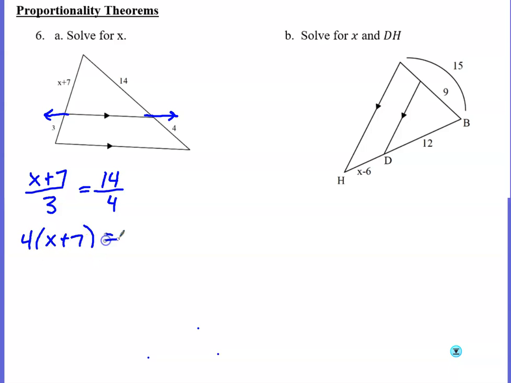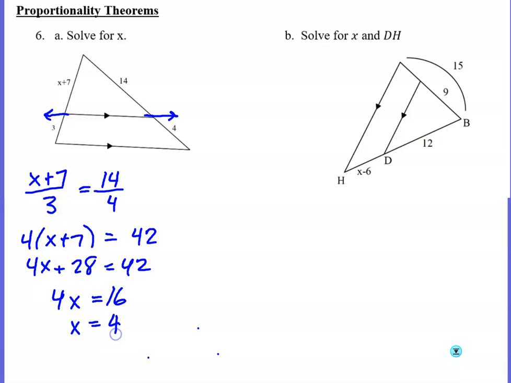Again, one of the most common mistakes that I get here is people don't distribute the 4 correctly. They say 4x plus 7, but don't forget you have to multiply the 4 by the 7. So 28. So then I get 4x equals 16, so x ends up being 4. Okay. And in B, they're parallel, so again they get split.